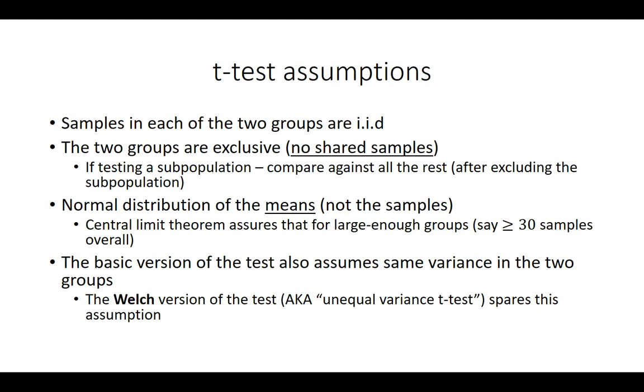And like we said, the basic version of this test assumes that you have the same variance. Again, this is quite robust. And also a nice feature, which is also supported in Python: you have the Welch version of this test, which is sometimes called the unequal variance t-test, which drops this assumption. So if we use this Welch version, then this will also work for unequal variance, which is nice.